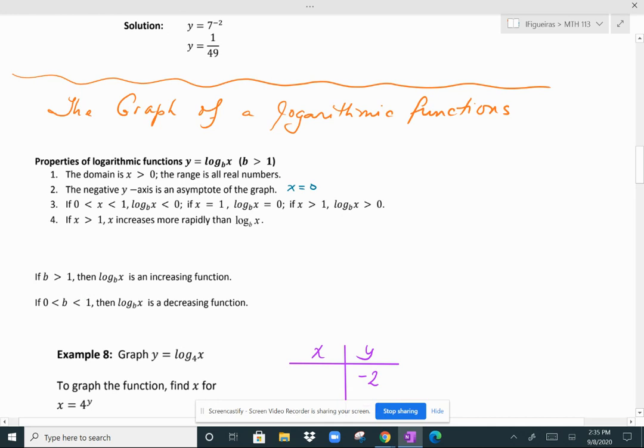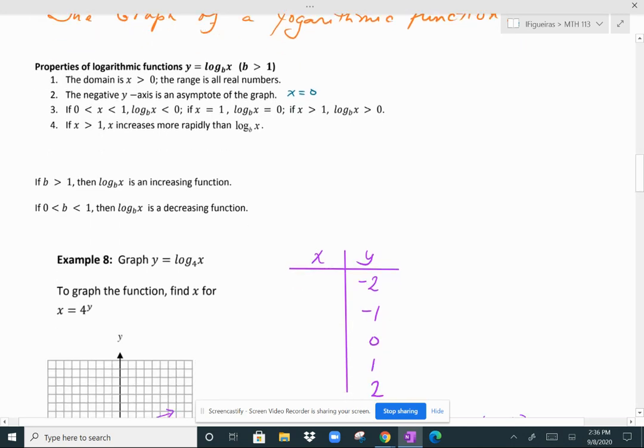So if b is greater than 1, your graph will be increasing, but if your base is between 0 and 1, then your graph will be decreasing. Otherwise, the rest of the attributes above will be the same, whether your base is greater than 1 or between 0 and 1.